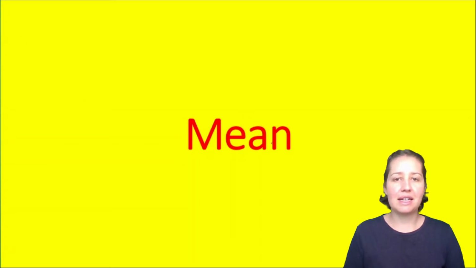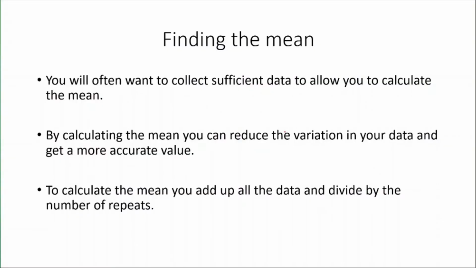Right, next we're going to look at calculating the mean. So first of all, why do you want to find the mean? Well, by calculating the mean, this enables you to reduce the variation in your data and get a more accurate value. To find the mean, you have to add up all of your data and divide by the number of repeats. But you must remember to watch out for anomalies in your data. More on that soon.